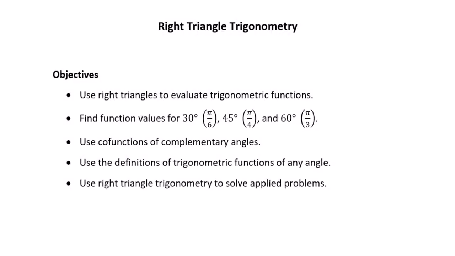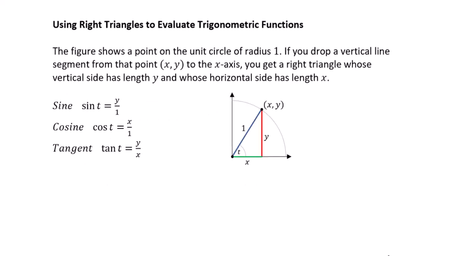Right triangle trigonometry. Objectives. Use right triangles to evaluate trigonometric functions. Find function values for 30 degrees, pi over 6, 45 degrees, pi over 4, and 60 degrees, pi over 3. Use cofunctions of complementary angles. Use the definitions of trigonometric functions of any angle. Use right triangle trigonometry to solve applied problems.